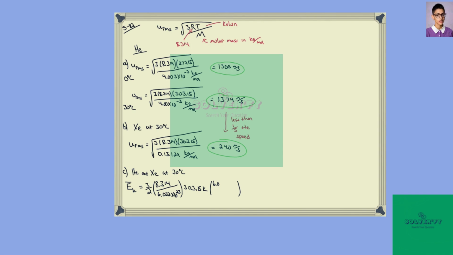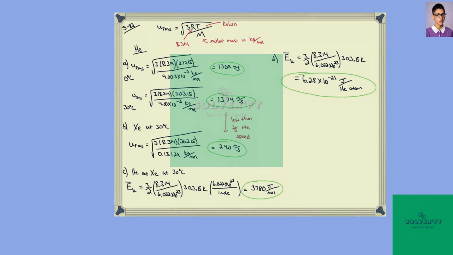So if we want to know the average kinetic energy per mole, we'll need to multiply this by Avogadro's number, 3,780 joules per mole. If we want to know the kinetic energy per atom, then instead of multiplying by Avogadro's number at the end, we simply stop right here, and we get 6.28 times 10 to the negative 21 joules per helium atom.